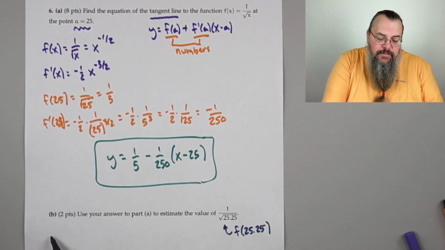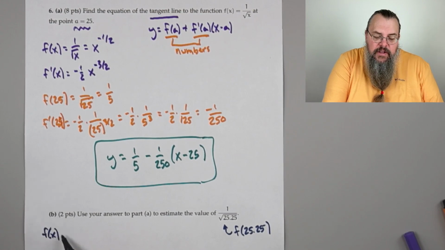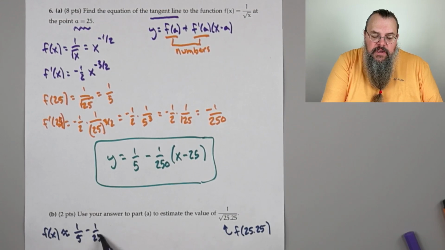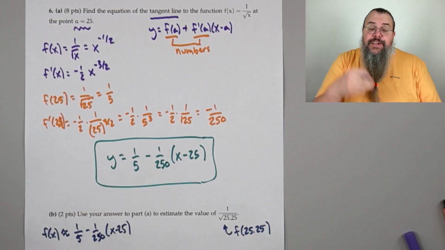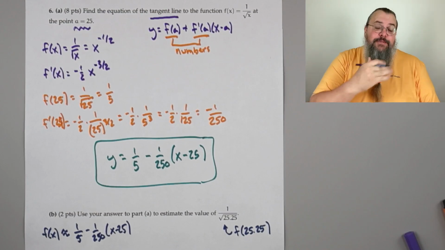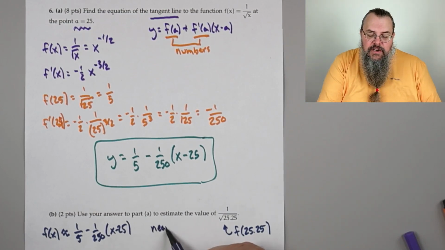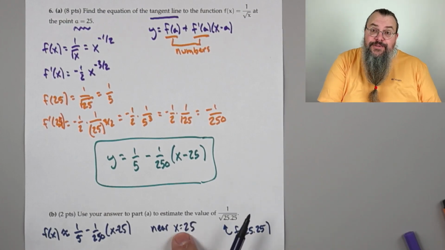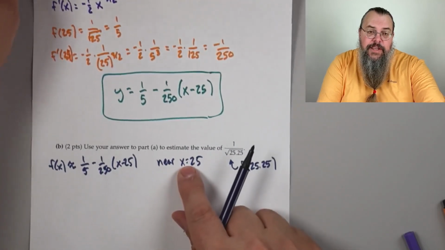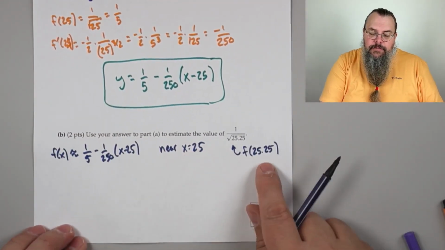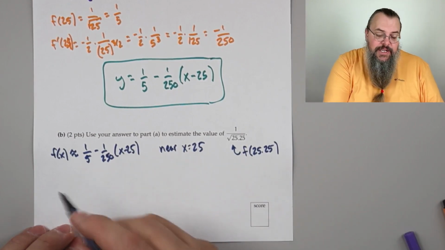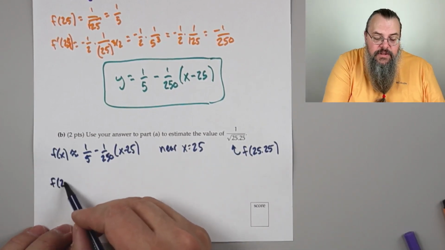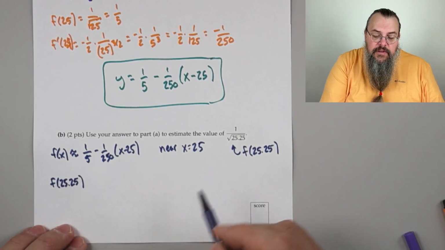And now we have our great aha about tangent lines. See, a tangent line is an approximation. So f of x is approximately 1 over 5 minus 1 over 250 times x minus 25. Now, this approximation is only good near our point of tangency, so near x equals 25. Now, the good news is 25.25 is close to 25. So we say, okay, well, great. So that tells us we can now plug in 25.25 into our tangent line. And that'll give us a good approximation to what the function is doing at 25.25. Because we want an approximation.